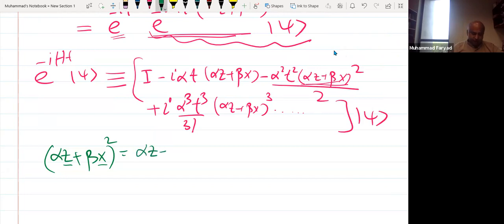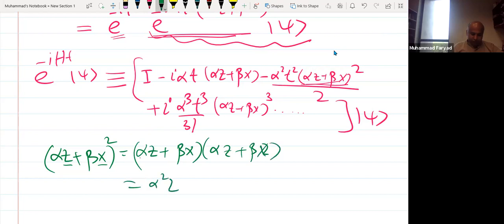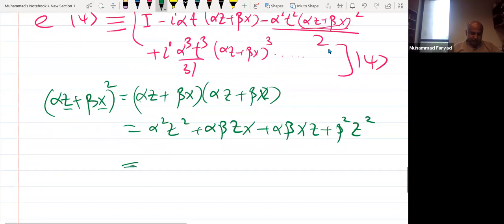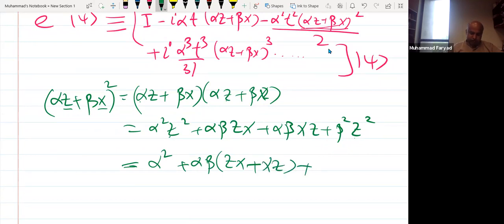So this is alpha Z plus beta X, alpha Z plus beta X. So alpha square Z square and alpha beta ZX plus alpha beta XZ plus beta square X square. And we are in a little bit of luck because Z square is identity. So this is simply alpha square. And here I can take alpha beta common, ZX plus XZ. And this X square is also identity.